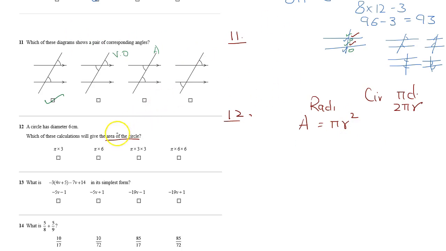So here the diameter is 6, so the radius will be 3 cm. So that is pi r square, means 3 square, 3 multiply 3, so that will be 9 pi. So this is the answer. Now question number 13.